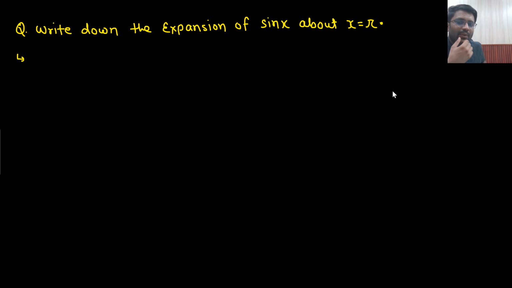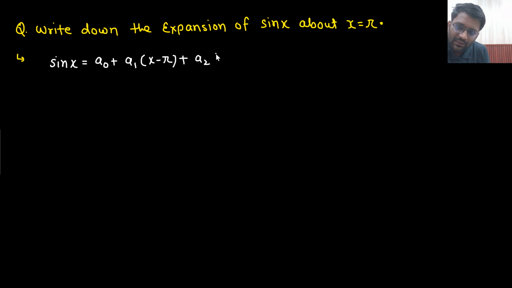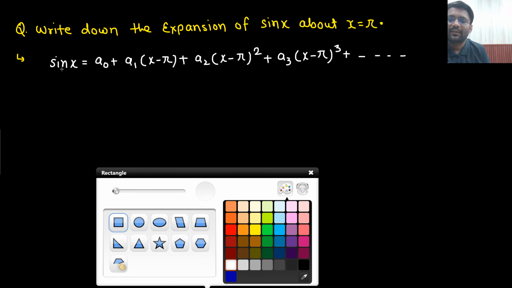Solve this question. You need to write down the expansion of sin x about x equals pi. What will click in my mind? That, sir, the thing is that I need to express sin x in this manner. sin x should be replaced as, sir, some constant value a1 into (x minus pi), sir, plus a2 into (x minus pi) whole square, sir, plus a3 into (x minus pi) whole cube. Sir, this is my answer. This would be my answer, sir.